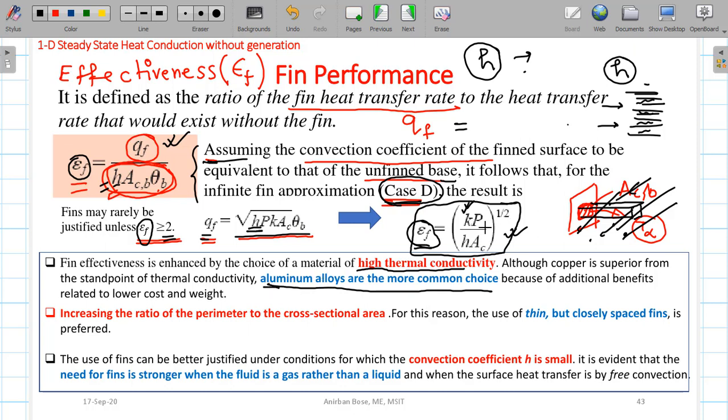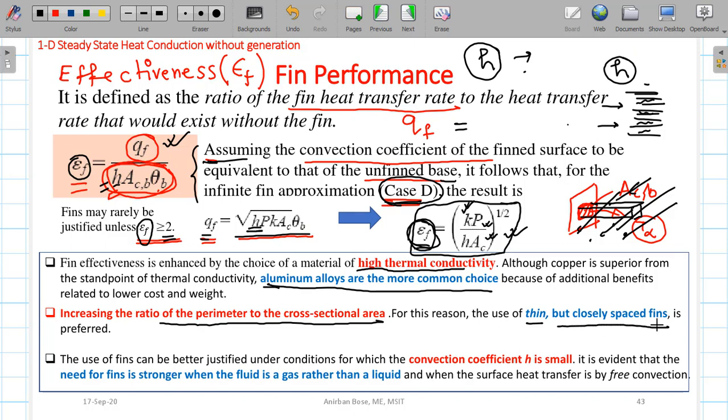The second point, you can see that perimeter is at the numerator and cross sectional area is at the denominator. So definitely to increase the effectiveness of the fin, this ratio perimeter by cross sectional area should be more. If perimeter by cross section is high, in that case effectiveness will be more. So to increase the effectiveness of the fin, we need a high ratio of perimeter to the cross sectional area, which means that physically fins should be very thin but closely spaced.